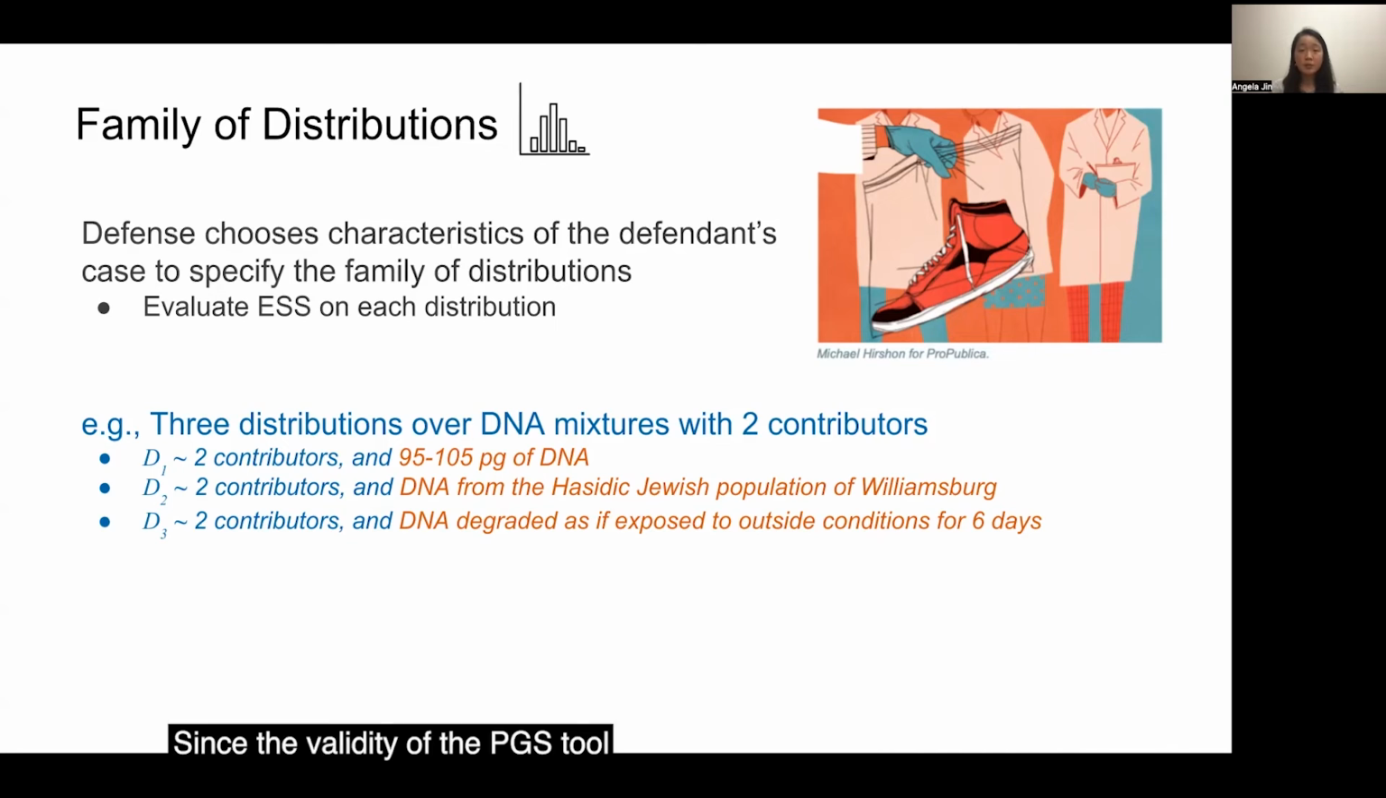Since the validity of the PGS tool depends on each of these characteristics of Herskovic's case, defense would want to use each of these distributions to test the PGS tool on cases similar to the defendant's.